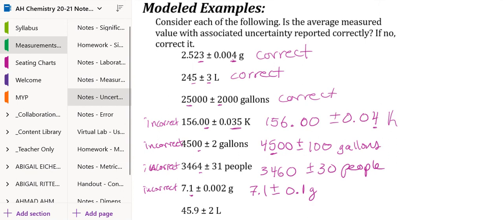And then the last one. Do I have one non-zero digit in my uncertainty? Yes. Is it in the same place as my last significant digit? No. So what am I going to have to do? Who am I going to have to round? The average value, right? So I'm going to round it to what? 46, good. Plus or minus 2 liters.